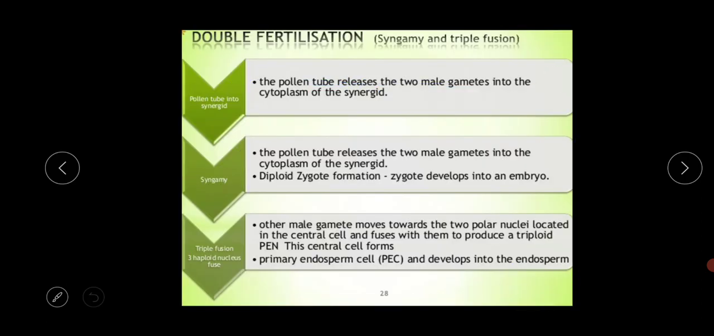Next thing is the double fertilization. This is the schematic pathway.